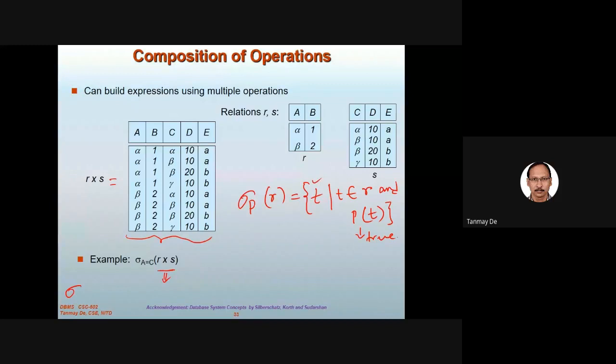So in that case, what is the condition? Here the predicate is A equals C. Now we can see attribute A and attribute C, where both are equal. Here A and C are equal, that is, the condition is met. So this row is considered as the outcome.